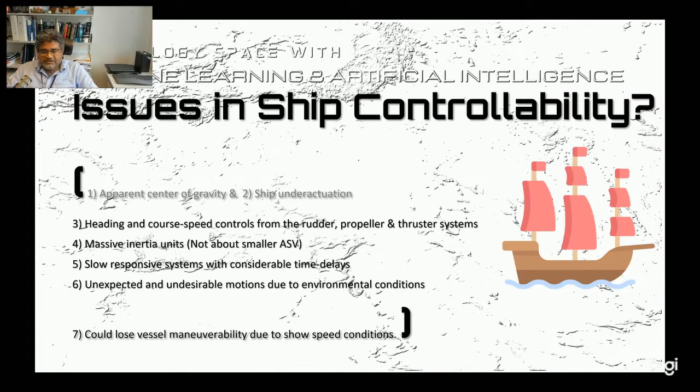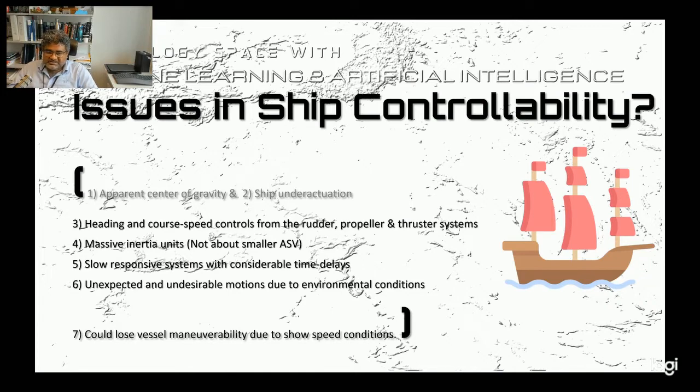So the third one is heading and the course speed control from rudder, propeller and thruster system. You know, when vessels are navigating at high speed, these thrusters may not respond really well. So having this rudder and propeller system controlling both heading and the course speed vector can be challenged, especially under moderate or rough weather conditions.